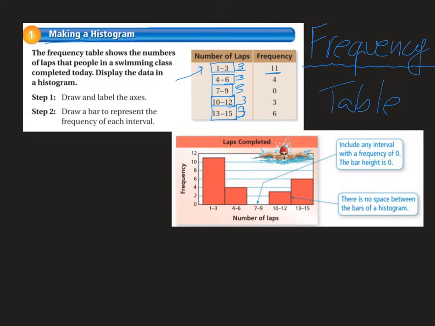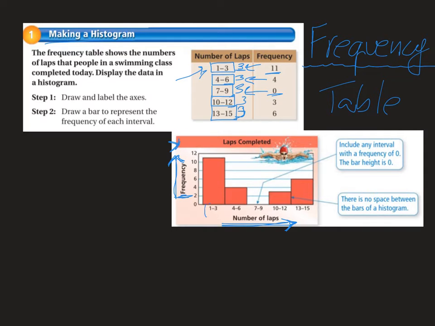And so our frequency is how many people fell into this bucket? How many people fell into this bucket? 4. How many people swam this bucket? 0. So it's a frequency table. Now what we do is we draw and label our axes. So our frequency is usually always going up the y-axis, and in this case, the number of laps goes along the bottom. Frequency is always going to be how tall our bar gets. This is usually how you're going to see it. So we have our different buckets here, our bins.